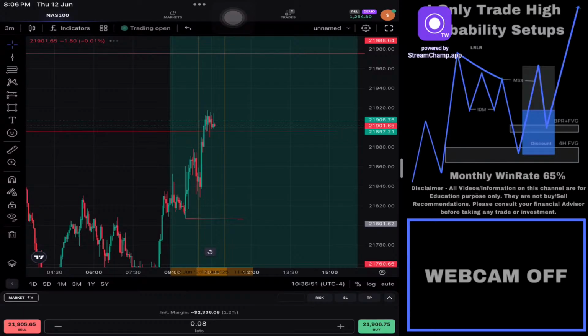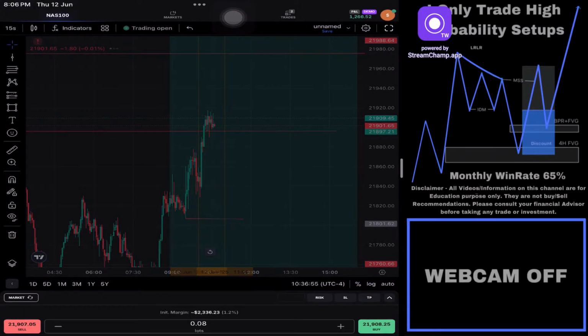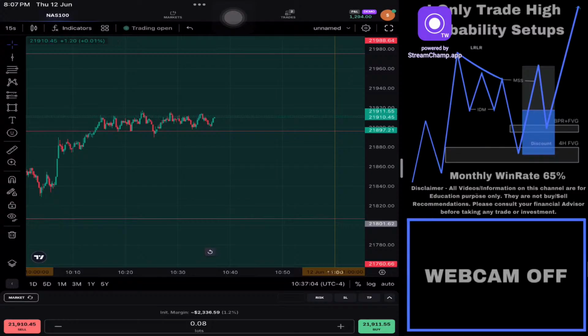No. What? Why is it showing so much? As you can see, we are currently up by two. It's small but a nice start. We have two open trades. One is up $1,200 on Nasdaq and the other is a $2 trade on the gold.